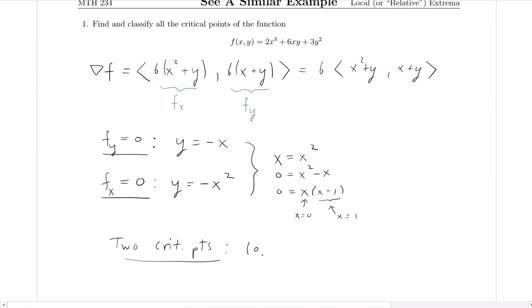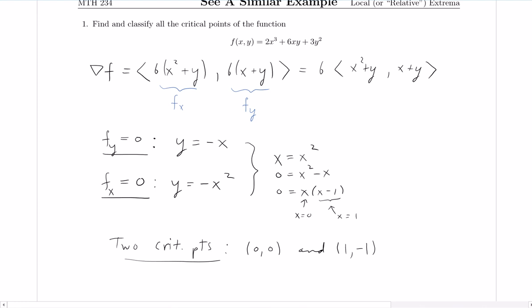One where x is 0, and then using either of the two equations above, you see that y would also have to be 0. And one critical point where x equals 1, and in this case y would have to be negative 1, since y is equal to negative x, or negative x squared. So we've done half the job now. We have found the critical points. There are two of them, 0, 0, and 1, minus 1.